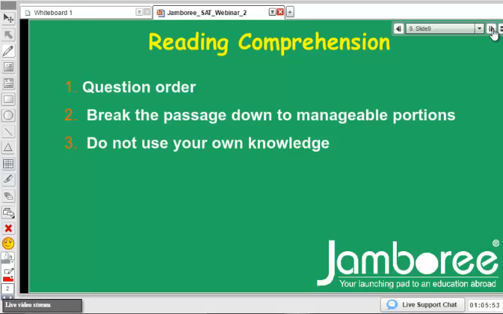Whenever you get passages on topics that you do not have any information about, very surprisingly you will get a lot of the questions correct, because you are not using your own intelligence. You are just doing it based on the passage.